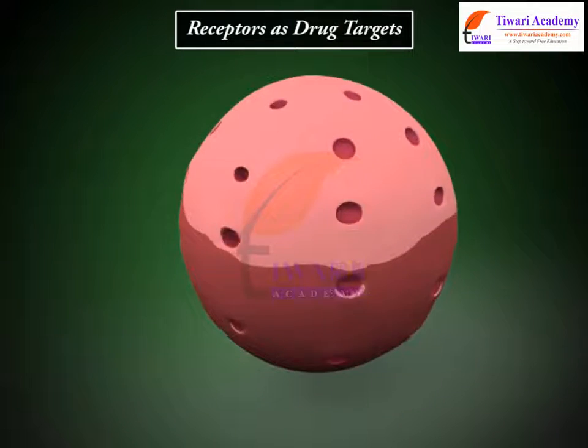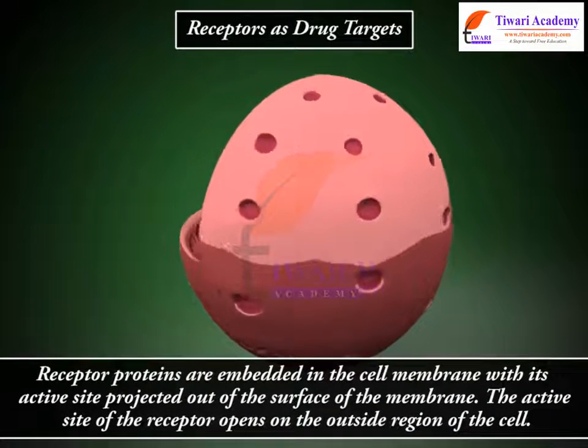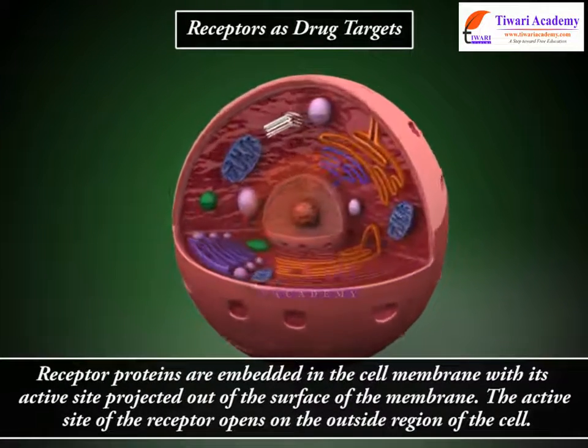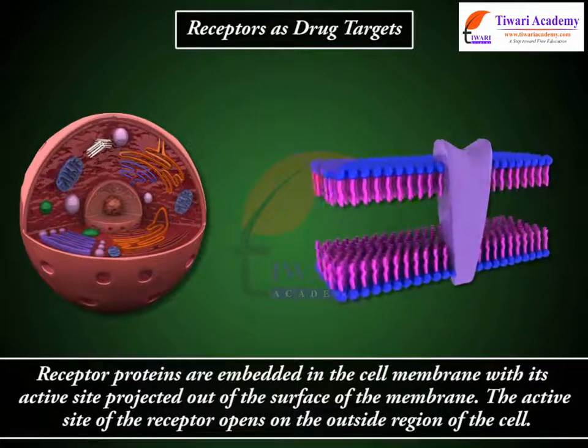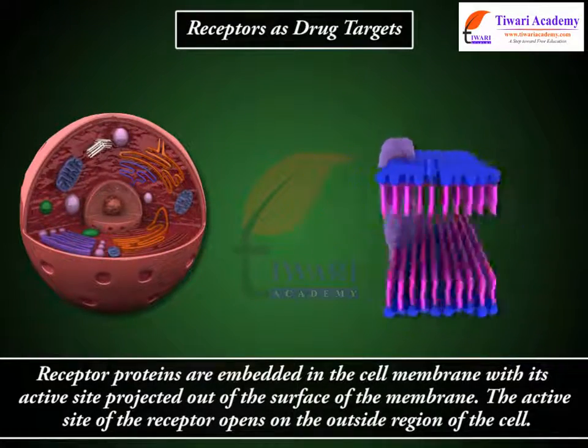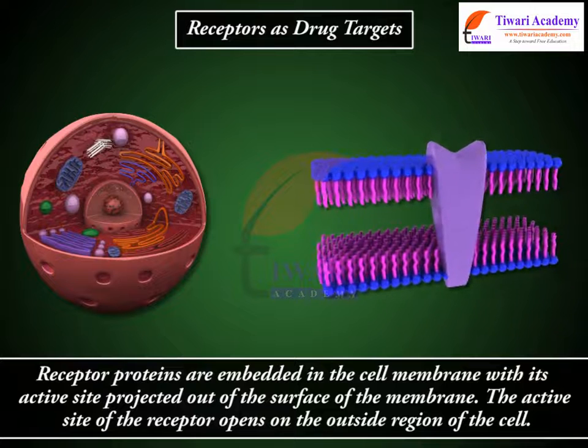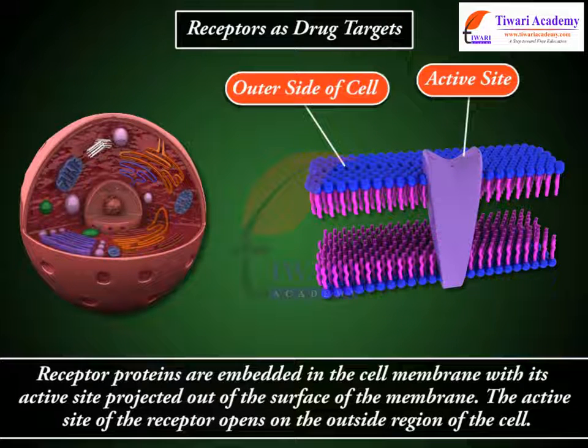Receptors as drug targets. Receptor proteins are embedded in the cell membrane with its active site projected out of the surface of the membrane. The active site of the receptor opens on the outside region of the cell.